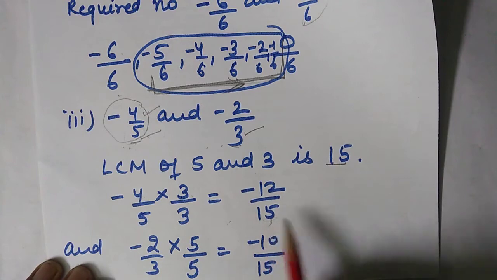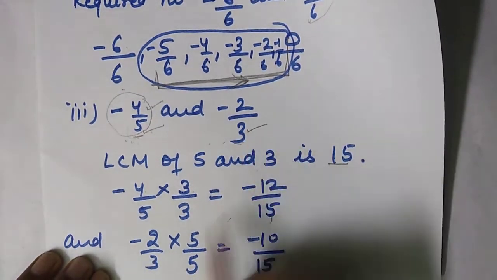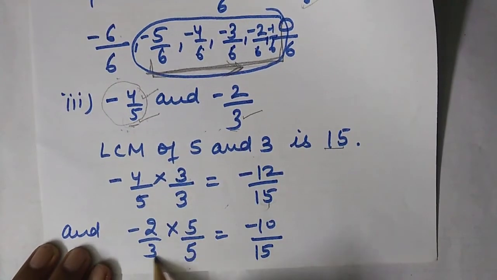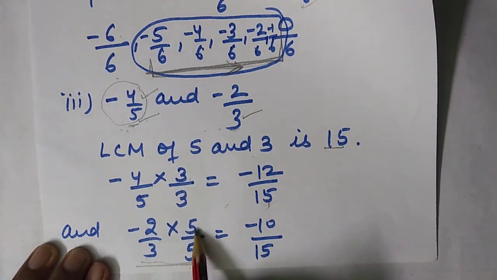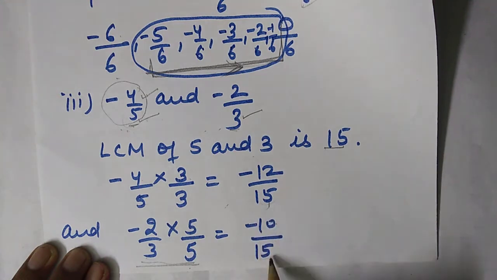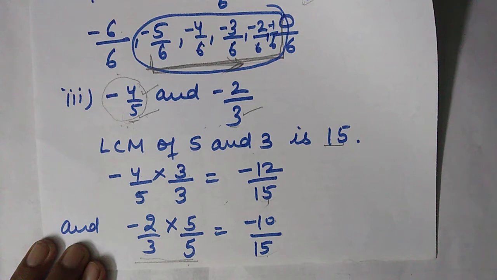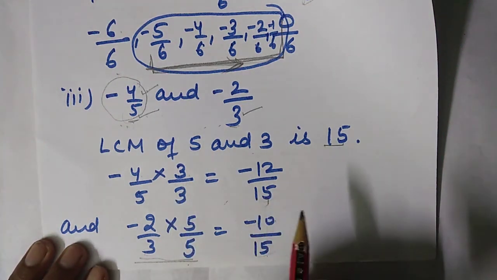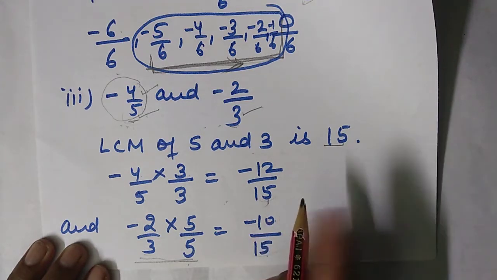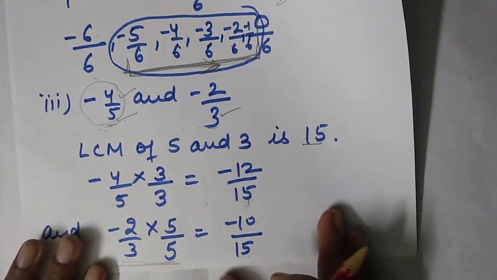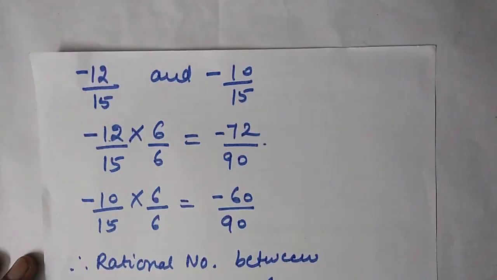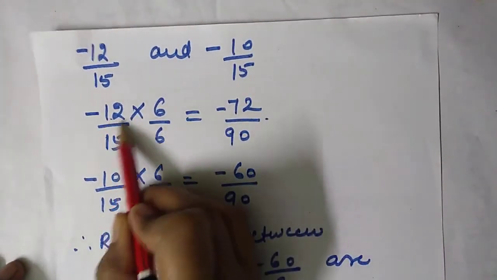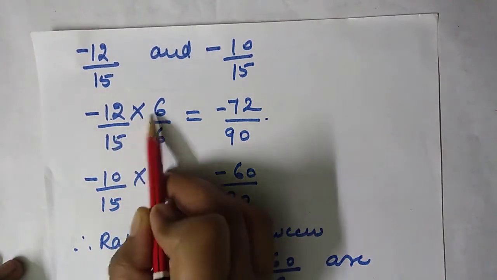I will get minus 12 by 15. And the same with the second fraction: how will you make the denominator 15? For that I have to multiply with 5. So it will be minus 10 over 15. Now the next step: as you have to find 5 rational numbers, you have to take one more than 5, that is 6. Then I will multiply the numerator and denominator by 6.